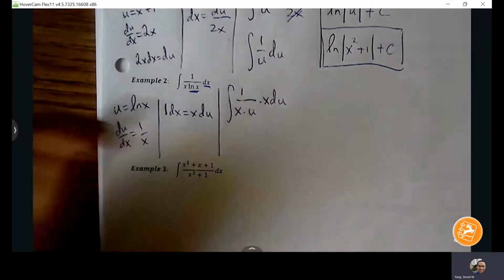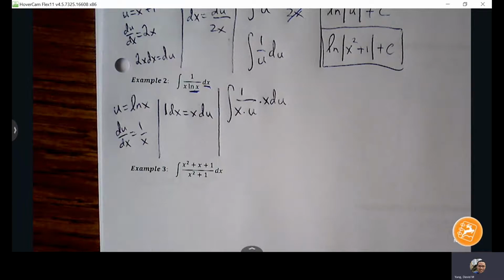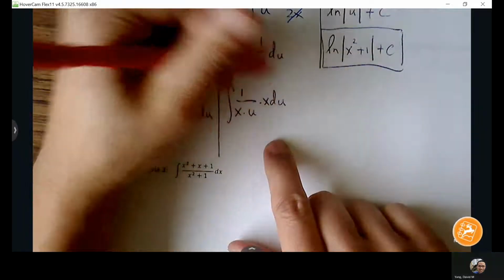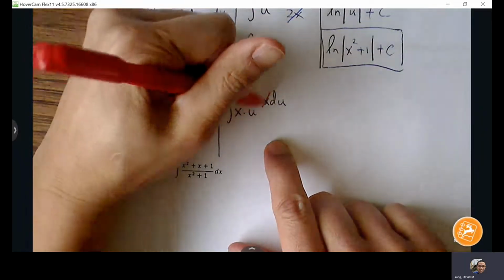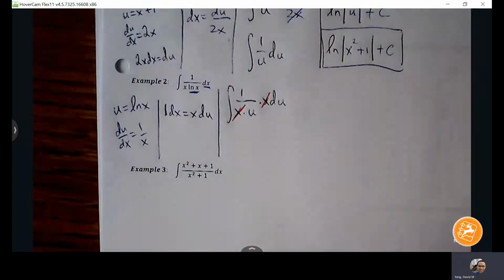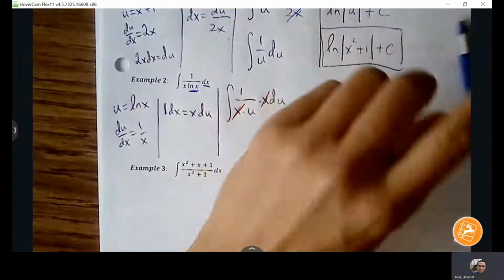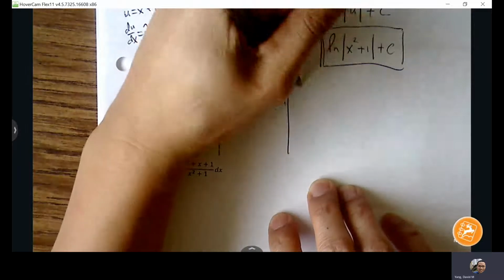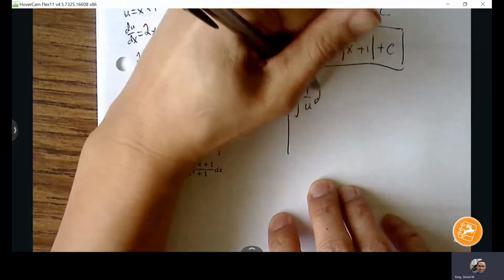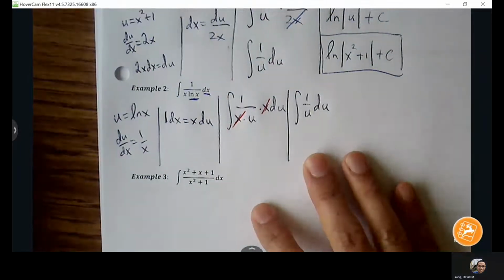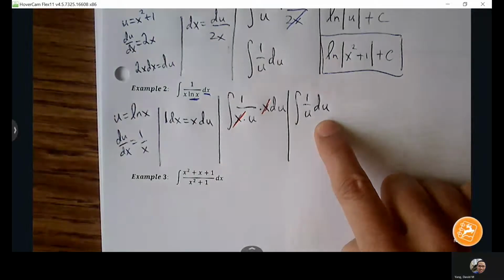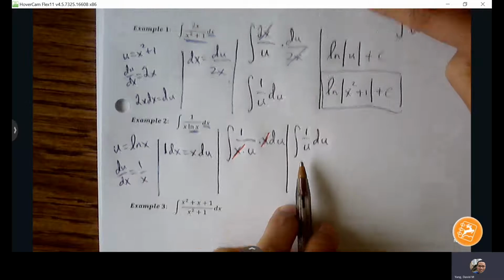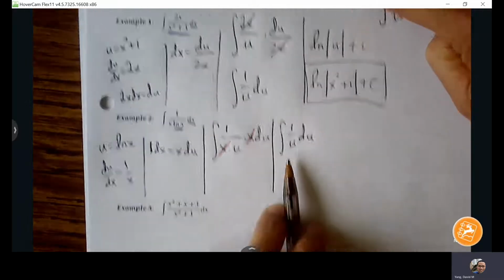All right, what do you see here? x's go away. We're left with 1 over u du. And now this matches with the rule that we want to use, right? Natural log of the absolute value of u.